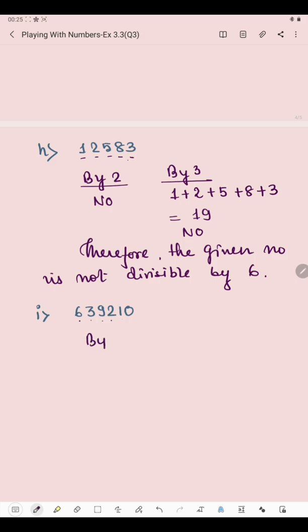Now in the I part we have 639210. Okay, so we'll check the divisibility by 2, and since 0 is there at 1's place, we can say that the given number will be divisible by 2.